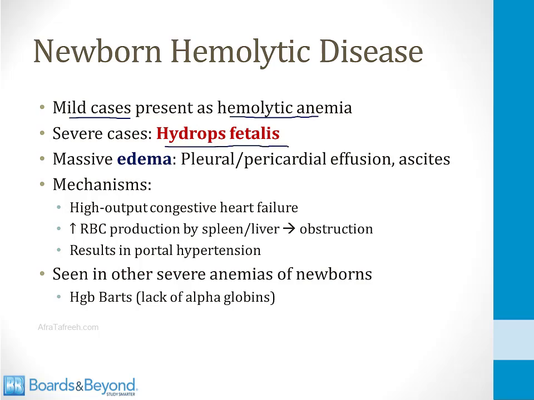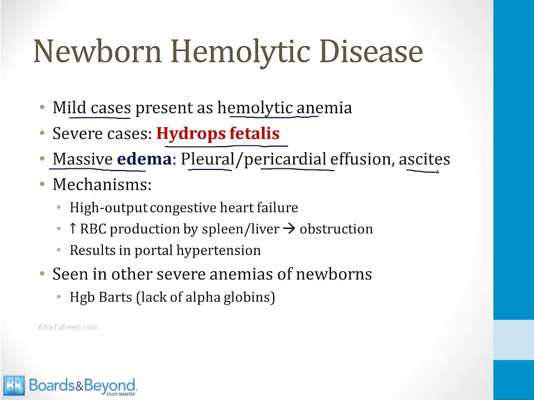This is the syndrome that occurs when babies have massive hemolysis. You can also see it in certain severe forms of thalassemia. The baby develops massive edema, that's why it's called hydrops. You can see this on ultrasound of babies who have this condition. There will be pleural effusions, pericardial effusions, ascites.